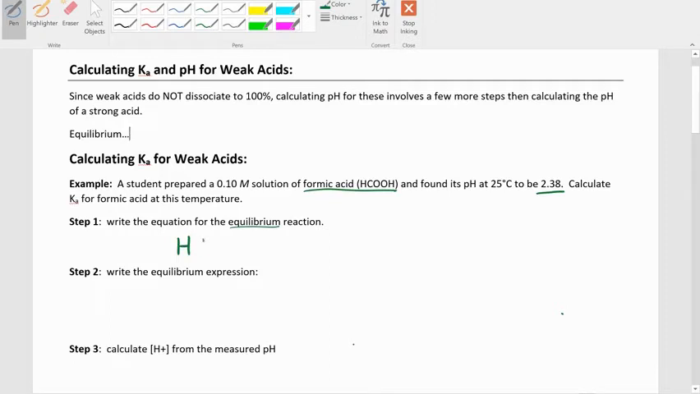So HCOOH is going to be in equilibrium with the proton that it donates and the ion that is left over.